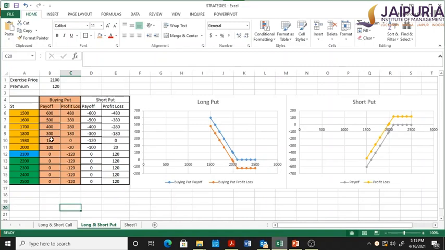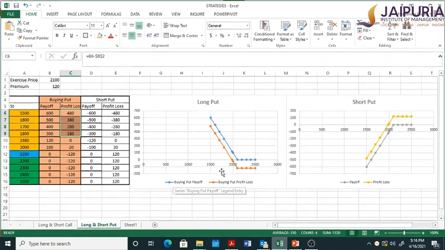But since he has paid the premium of 120, this is the break-even point for the buyer of a put option. So the buyer of a put option will make money in this case as long as the stock is below 1980. As the stock starts falling below 1980, his profits will start becoming positive. So this is the payoff.